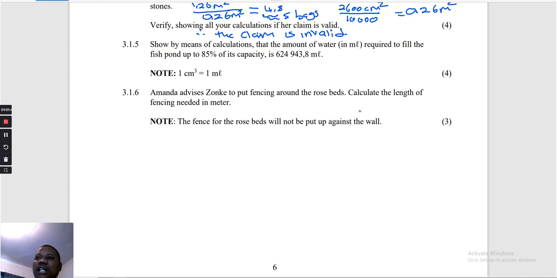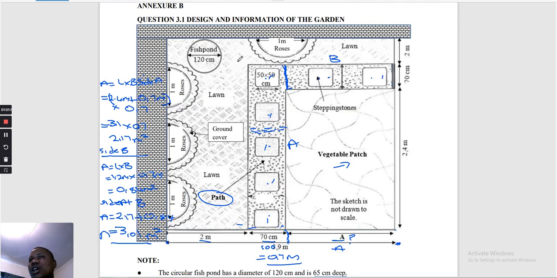So that means here we need to calculate the volume of the pond. This is 3.1.5. How do we calculate the volume? Pi r squared multiplied by the height. How much is our pi? 3.142. Let's look for the radius of the pond. In the fish pond, we are given the diameter, so we're going to divide our diameter by 2. Therefore, our radius is equal to 60 centimeters.